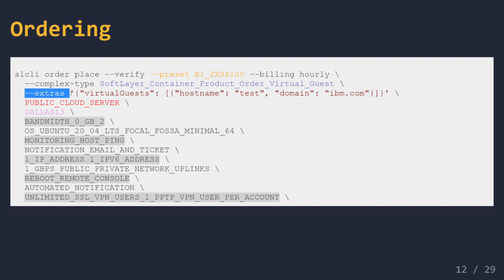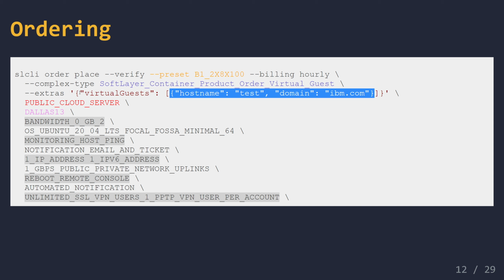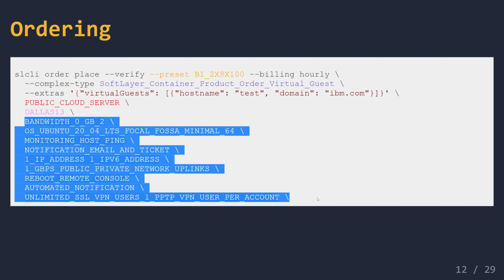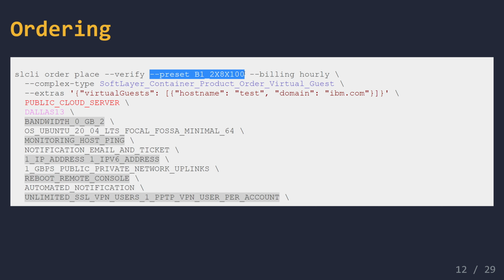We're also specifying our extras. Specifically, we need to set the virtual guest property. We have a list of virtual guests. Since we're only ordering one virtual guest here, we only have one object in this array. And that's going to specify our virtual guest host name and domain name. Then we say we're ordering from the public cloud server package. We're ordering it in Dallas 13. And here is a list of other items we're ordering that are not included in our preset. Okay?